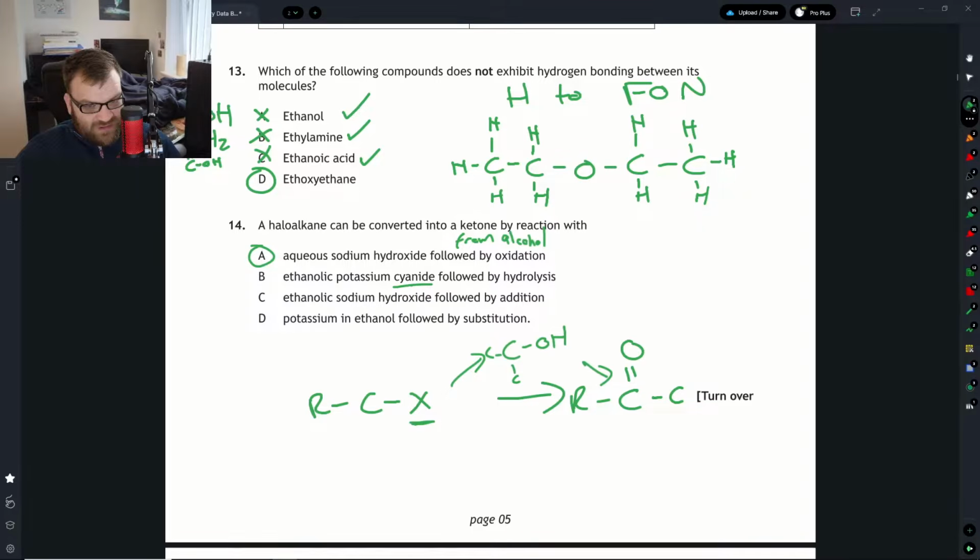And this one here, you would end up putting on a C triple bond N, and when you hydrolyze that, that would give you a carboxylic acid. That's one of the conversions you need to be aware of. I'm going to get rid of that one.